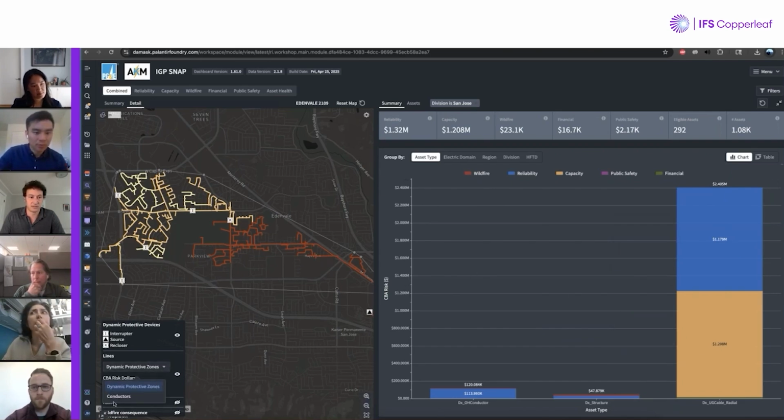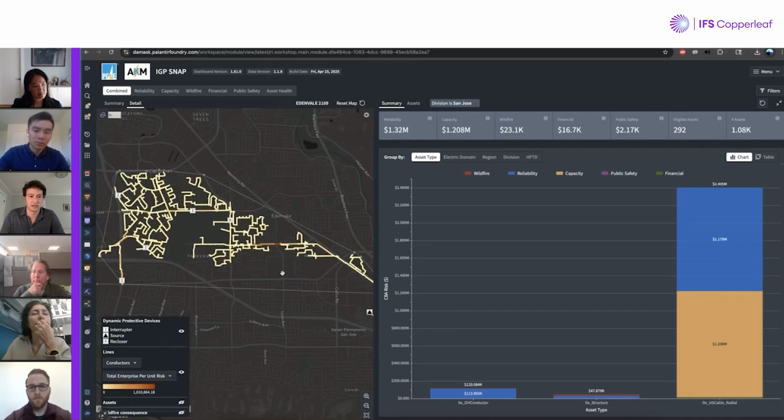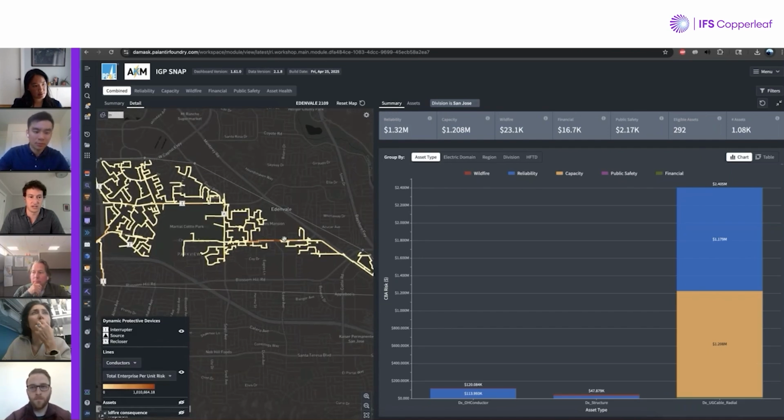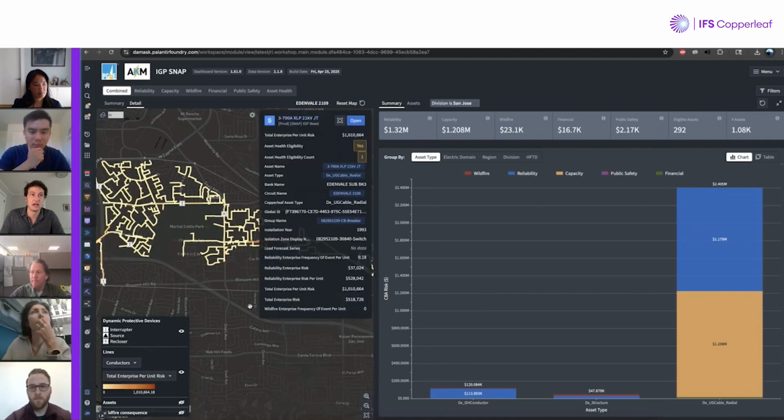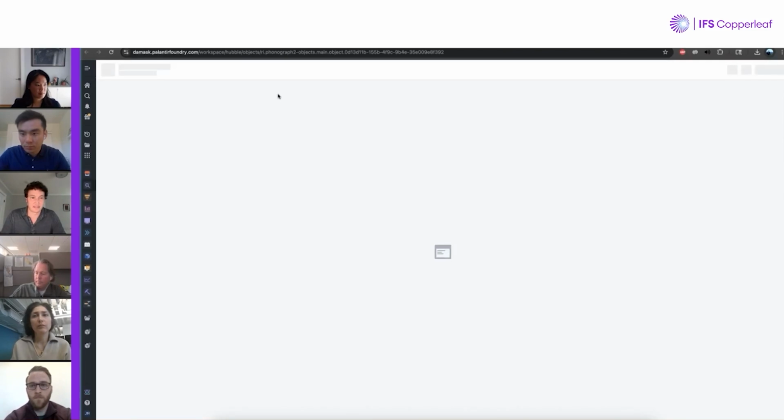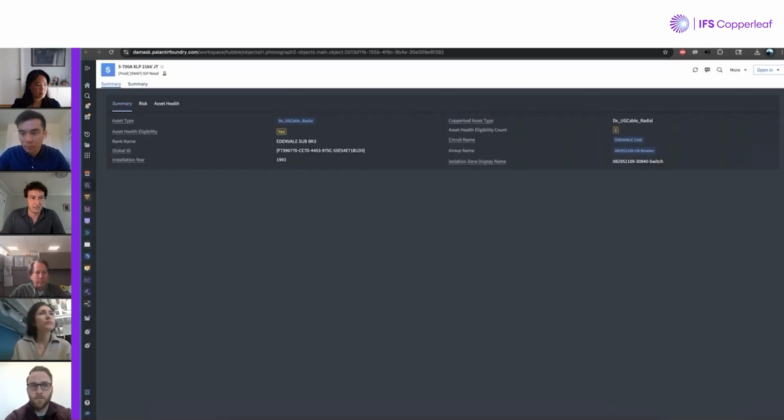And if we wanted to drill down even further, we can zoom into the individual conductors that we are showing here. And again, the closer to red colors are higher risk, the closer to yellow colors are lower risk. And finally, we can dig into an individual piece of conductor. And here we want to ensure that the granular asset risks are matching our engineers' expectations, so that what gets sent over to Copperleaf is actually representative of what our engineers think the risk is on our system.